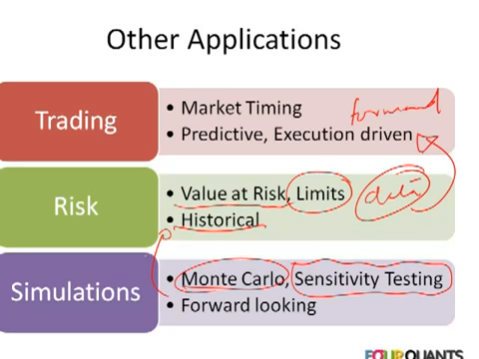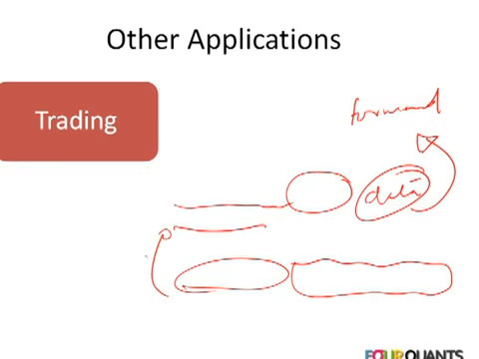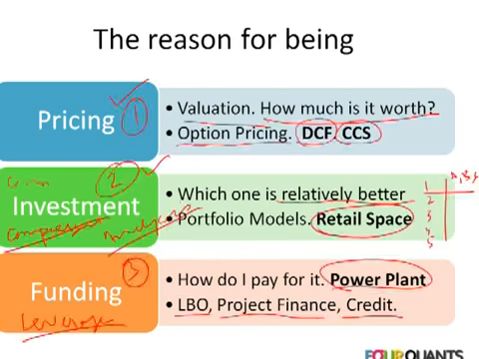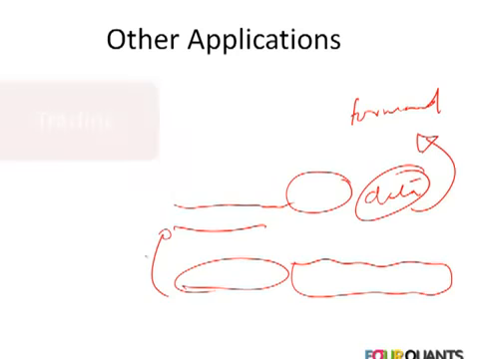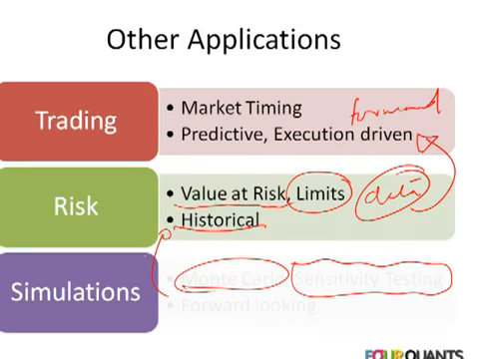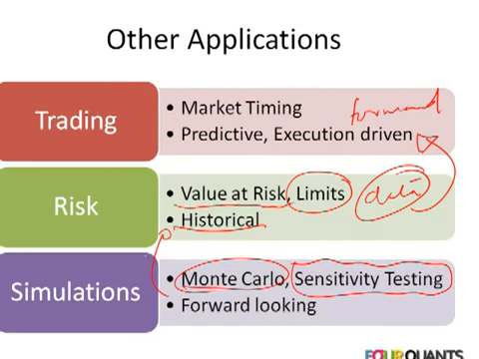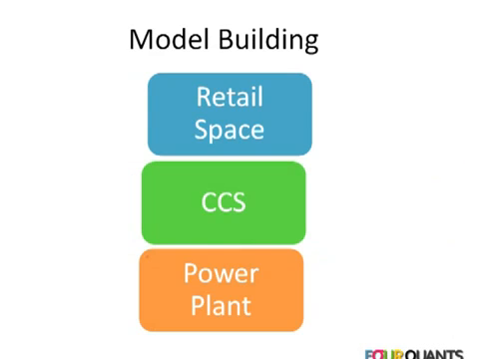So, quickly, a quick review: pricing, investment, funding, trading, risk, and simulation. These are the six primary applications that we'd focus on, and the objective of our course today is to give you a good flavor of all six of these areas. And we will use the three cases: the CCS case, the retail space case, and the power plant case, to give you a good idea of how these models come together.